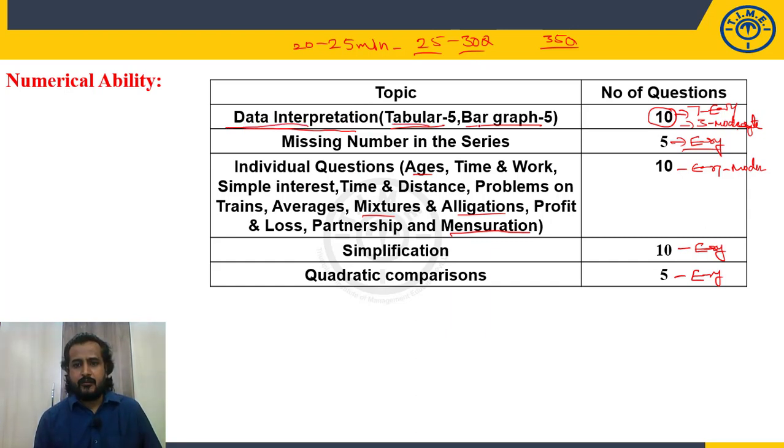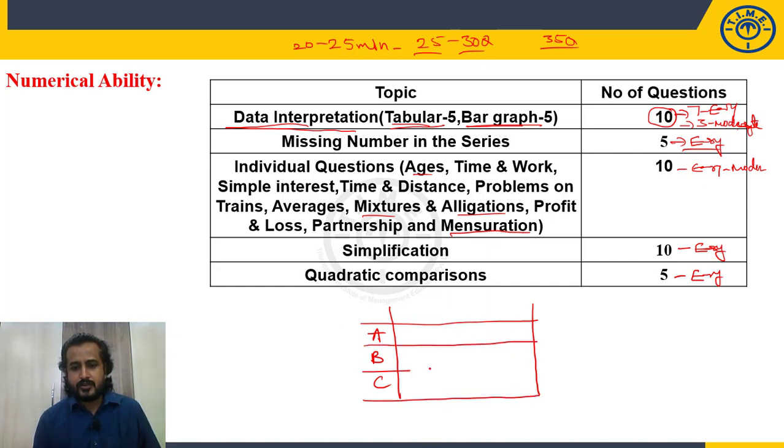One is tabular or one is bar graph. What type of tabular graph is given? There are 3 companies, A, B, C, as in the table. 3 companies A, B, C, and they are observing the number of working days in the last 4 months. And the months are given as is, and it is mentioned very clearly that it is a non-leap year.